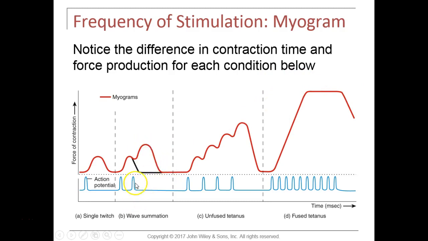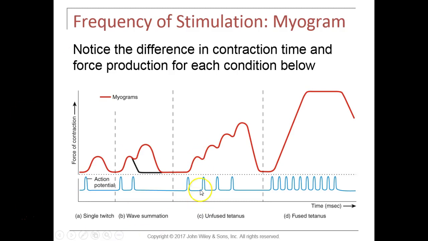Here they show we don't fire again, the muscle relaxes to baseline. Now, if we have neurons that are firing over and over and over very quickly, and the muscle gets a slight relaxation before it contracts again, this is called unfused tetany. This is also called the treppe effect.